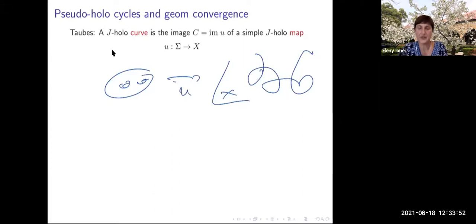There is a factorization theorem that says every J-holomorphic curve can be decomposed as a composition. If the domain is connected and smooth, it can be decomposed as a simple one composed with a branch cover. Okay, all right, so that's what a J-holomorphic curve is.